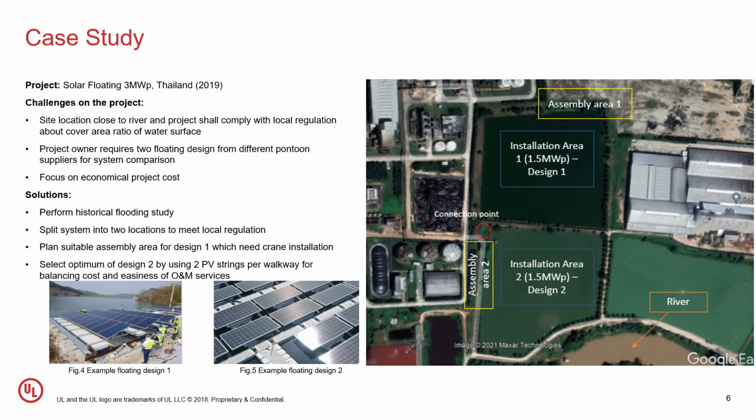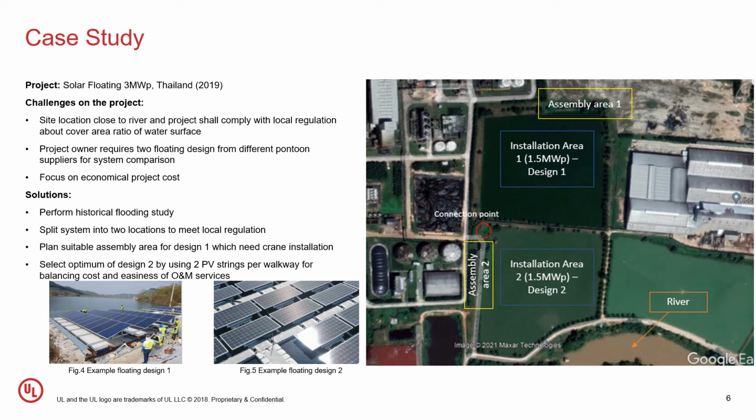The solution provided to solve those challenges: let's start with the site close to the river, meaning that we have to perform a historical flooding study to ensure that the site will be safe from flooding. And for the cover area ratio, if you see the picture here, actually just one pond, either area 1 or area 2, can cover all 3 megawatts. But because we have this local regulation on the cover area ratio, we have to decide to split the project into 2 ponds.